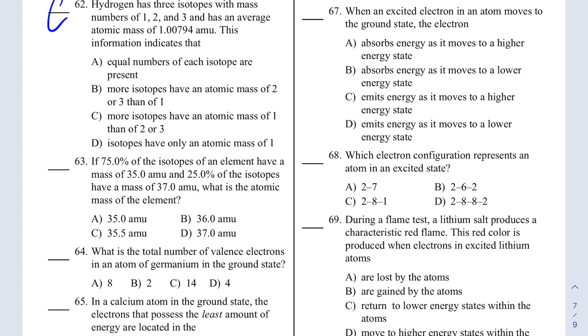Now, unfortunately, average atomic mass is not found on the reference table, which is a real bummer. The formula is percent times mass plus percent times mass, et cetera, divided by 100 if you keep the percentages as whole numbers. If you make the percentages decimals, you don't divide by 100 at the end. So 75% is 0.75, and that mass is 35. You're going to add that to 25% and 37.